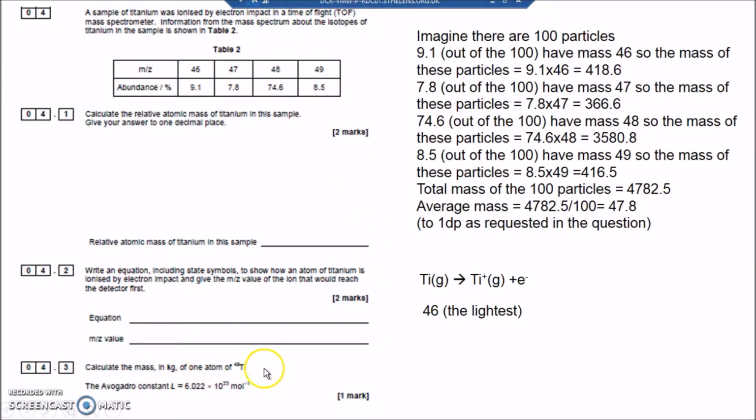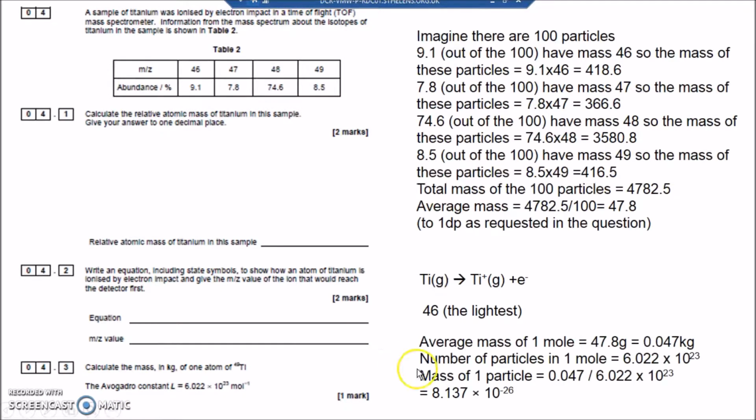Calculate the mass in kilograms of 1 atom of titanium. And you're given the Avogadro constant. So the average mass of 1 mole we've now worked out as 47.8 grams. We know the number of particles in a mole is 6.022 times 10 to the power 23. So it's 0.0478 kilograms. To convert grams into kilograms, you divide by 1,000. So a small unit going into a larger unit, divide by 1,000. It requests kilograms, and dividing by the number of particles in there will give you the mass of 1 particle in kilograms.